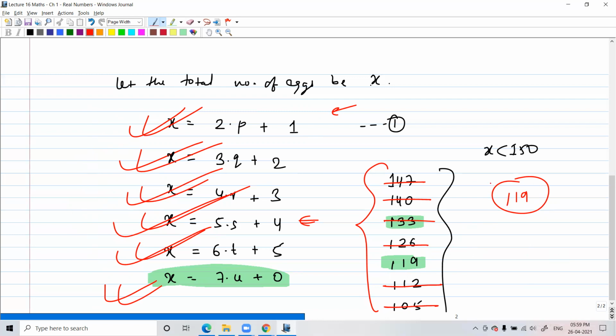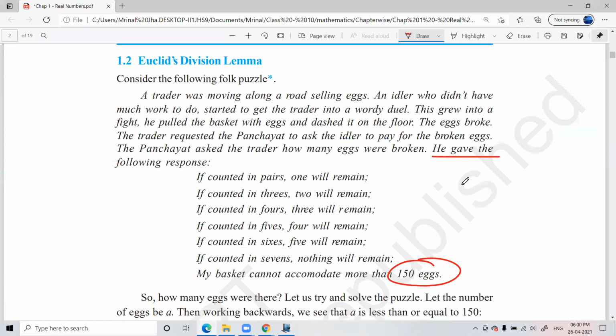Okay, but what did he say? He said that my basket can take a maximum of 150. So he will try to pick the number which satisfies all these conditions and has the maximum number of eggs. So go down below. Fine. So everyone is okay with this puzzle now? The answer is how many eggs this guy had? 119 eggs. So now this guy will get his money.